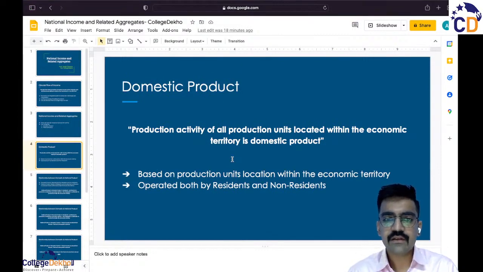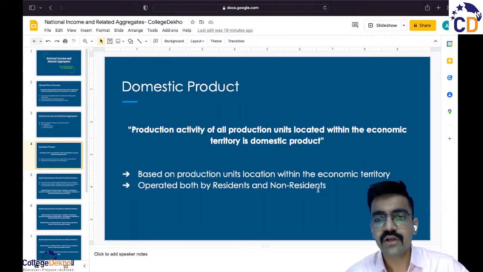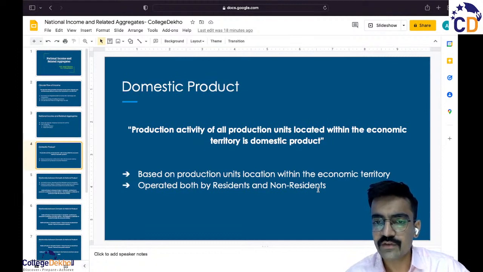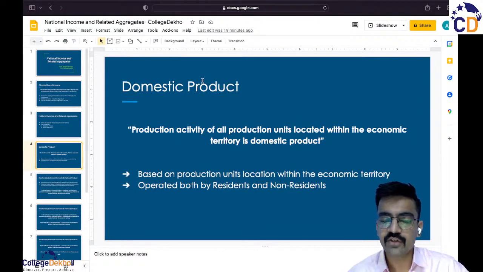And these production activities are not just operated by the residents of the country, but also the non-residents of the country. Now, the question that comes here is that if someone is a non-resident, right? If someone is not a resident of a country, then how come the production being done by this non-resident is included in the domestic product of my country, right? This is the question, and the answer to this is very simple.